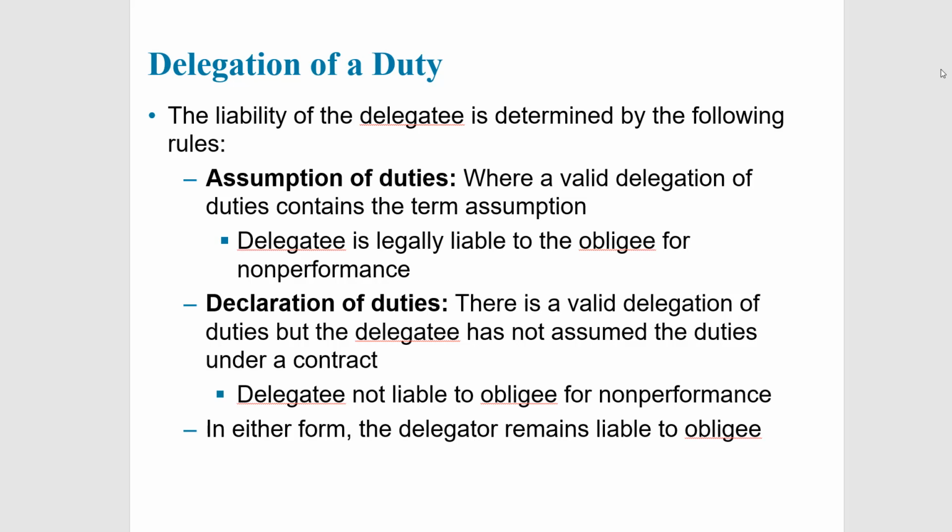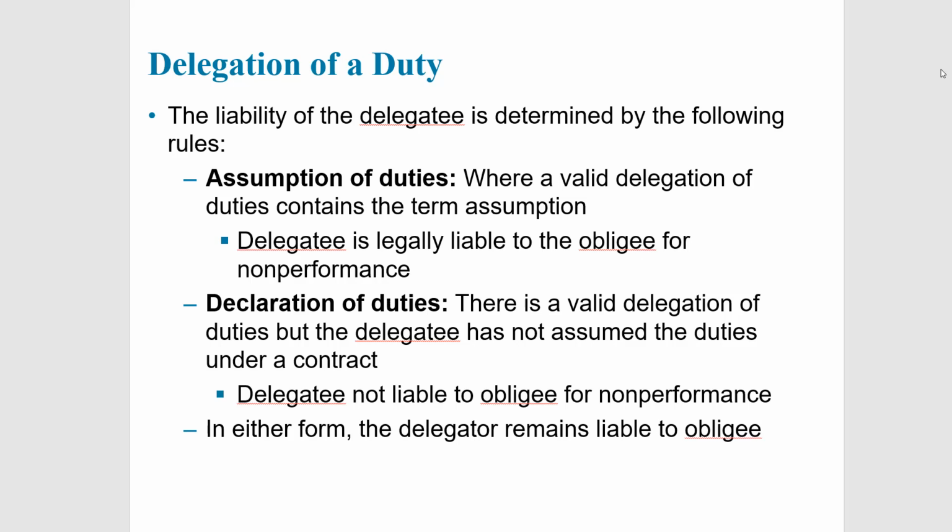One is assumption of the duties, where a valid delegation of duties contains the term assumption. The delegatee would be legally liable to the obligee for non-performance. However, if we don't have that language, then it's considered to be a declaration of duties, where there's a valid delegation of duties, but the delegatee has not assumed the duties under the contract, and then the delegatee would not be liable to the obligee for non-performance. Again, this only arises when there's some dispute or breach of the contract and we have to figure out who's going to sue whom and who owes money to whom.